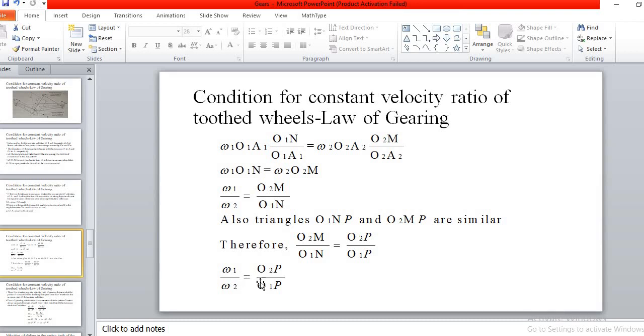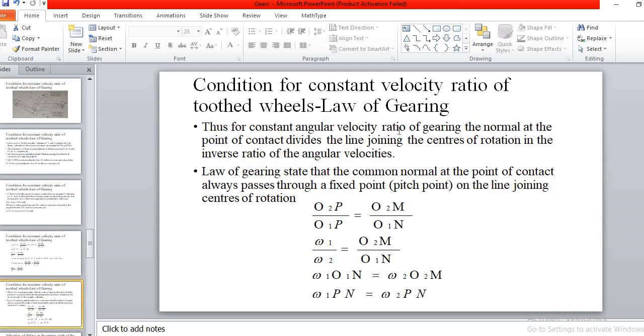So we can say that the angular velocity ratio at the common point divides the line joining the center points of the two curved bodies in inverse proportion. That is written here: for a constant angular velocity ratio of the gearing, the normal at the point of contact divides the line joining the centers of rotation in inverse ratio of the angular velocity. So this law of gearing states that the common normal at the point of contact always passes through a fixed point on the line joining the centers of rotation.